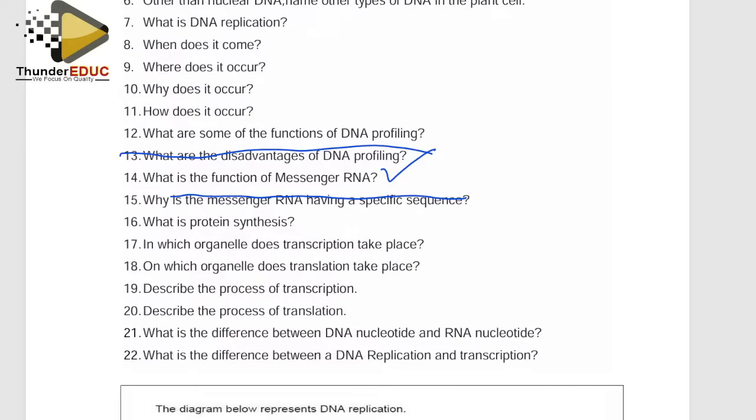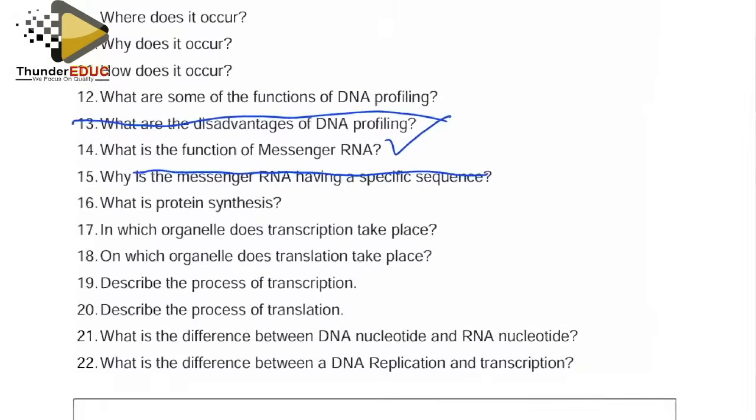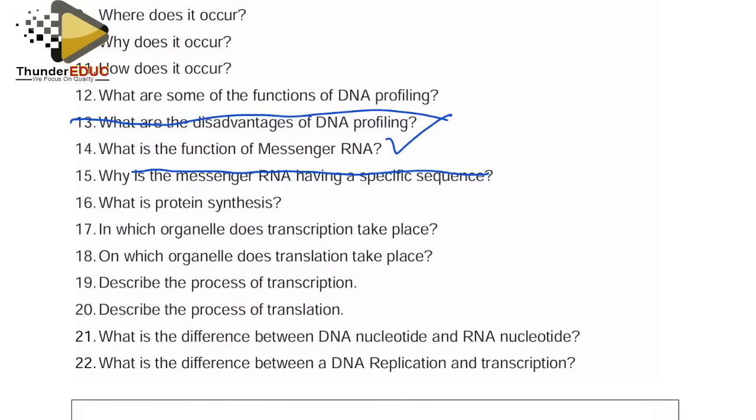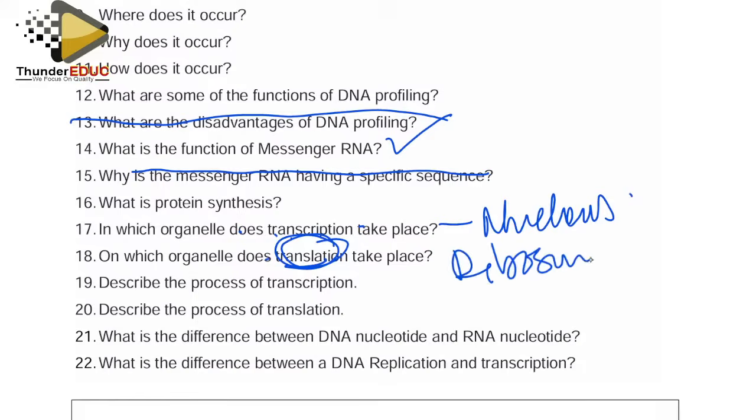So that's what it means when they ask why it should have a specific sequence. What is protein synthesis? Protein synthesis is the process by which proteins are made in the cell. In which organelle do we have transcription? Here we're talking about the nucleus. And in which organelle do we have translation? The organelle is the ribosome.